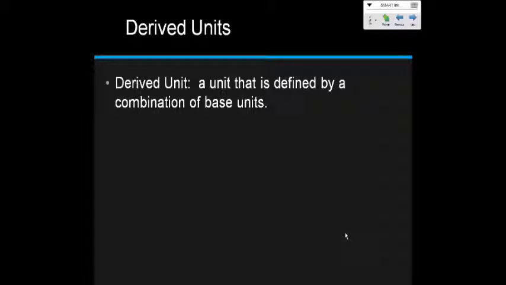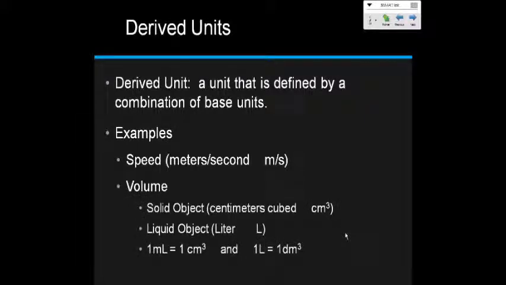Now, let's talk about derived units. The last video talked about units. Now we need to talk about derived units. This is when you have a unit that is defined by combining two other units. So let's look and see what we're talking about. Some examples. Speed is meters per second. So that's when you take two units, the meters and the second, and put them together.